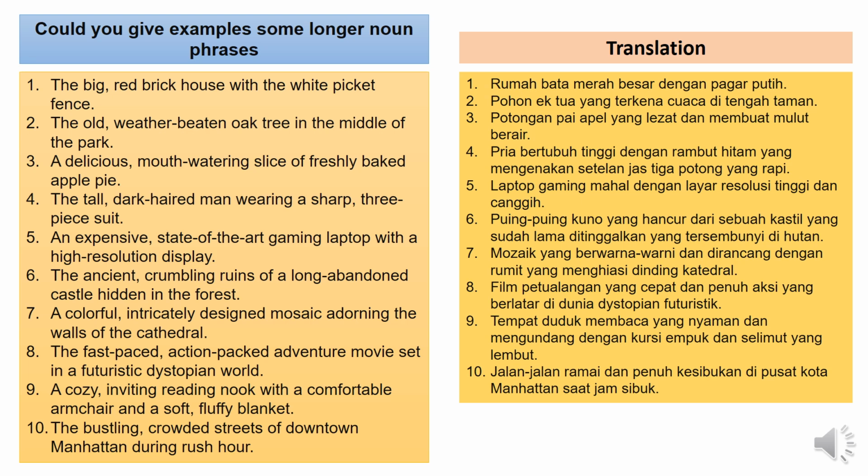So the main or the primary noun here is house. So you have to start from the main noun in the noun phrase, house. Rumah bata merah besar dengan pagar putih. Number two, for example, which one is the primary noun? Tree. This is the primary noun. Pohon oak, pohon ek kalau bahasa Indonesia. Pohon ek tua yang terkena cuaca di tengah taman. Number three, what is the primary noun? Pie. Jadi potongan pie apel yang lezat dan membuat mulut berair, and so on.